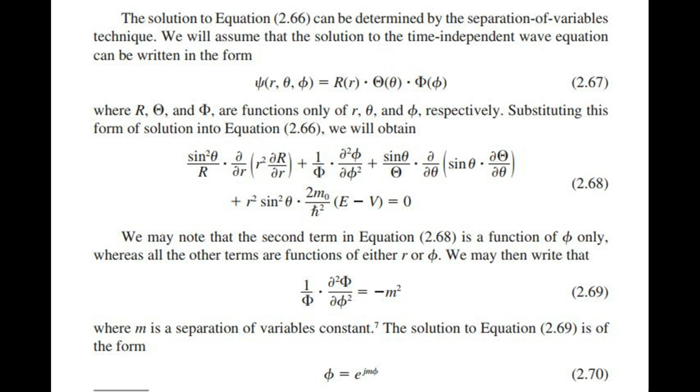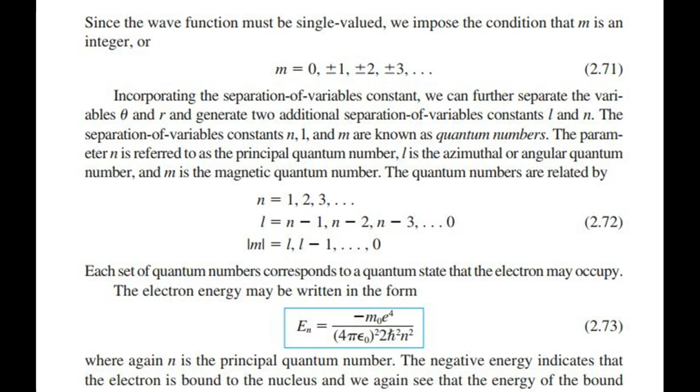Since the wave function must be single-valued, we impose the condition that m is an integer, or m = 0, ±1, ±2, ±3, and so on (equation 2.71). Incorporating the separation of variables constant, we can further separate the variables in r and generate two additional separation of variables constants, l and n. The separation of variables constants n, l, and m are known as quantum numbers.